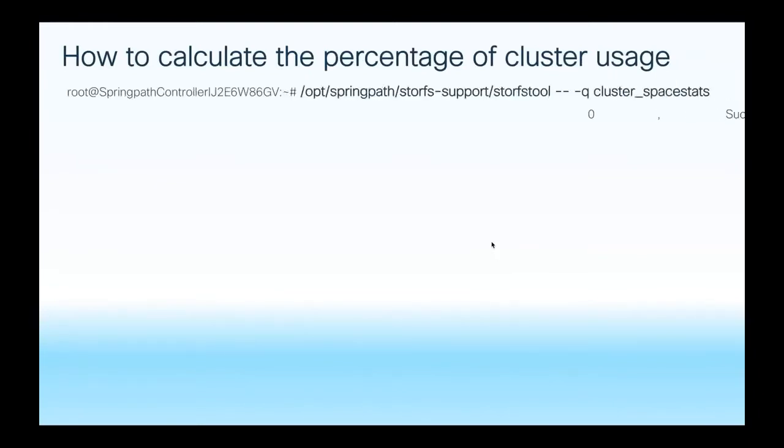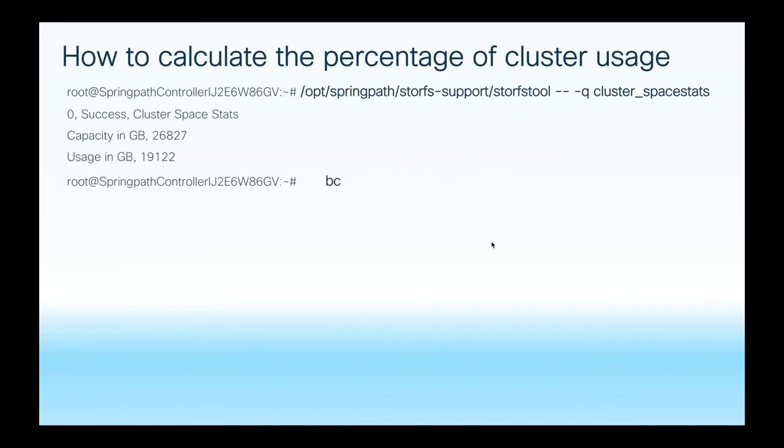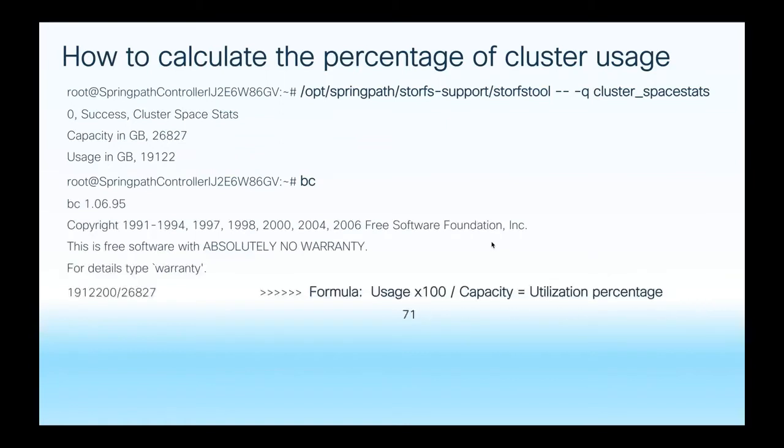How do we get the cluster utilization in percentage from the command line? This is the command, which is a very handy command. Once you run this command, you get two outputs. One is the capacity in gig and the other is used in gig. Post that, run the command bc, B as in Bravo, C as in Charlie, and use this formula: used into 100 divided by capacity. That will give you the cluster utilization.